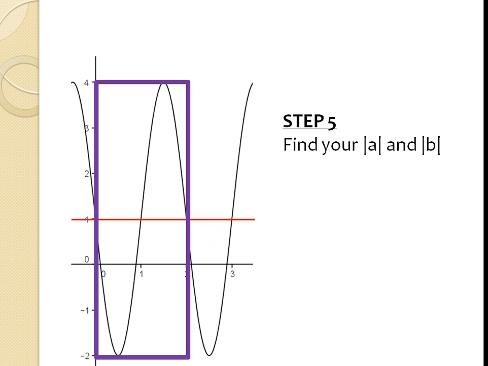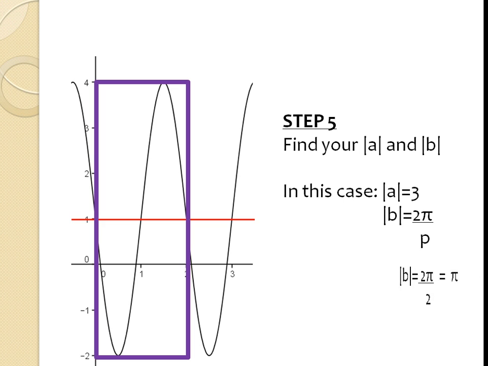And now if we were to find the absolute value of a and the absolute value of b, well, for the absolute value of a, it's pretty simple. It's just your amplitude. So your amplitude in this case is 3. For the absolute value of b, we need to remember our trusty little formula, which was period is equal to 2 pi over the absolute value of b. So when you simplify and algebraically manipulate the equation, you get the absolute value of b is equal to 2 pi divided by period. So in this case, we get 2 pi divided by 2, which gives us pi. So we now know what the absolute value of these two numbers is.